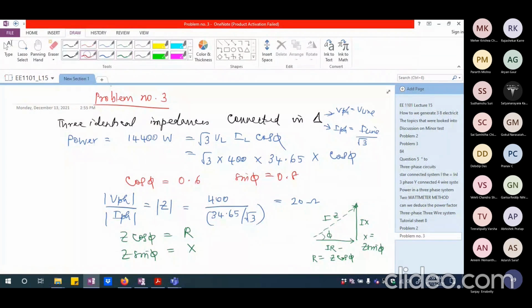So 20 multiplied by 0.6, which is 12 ohm. And this is 20 multiplied by 0.8, which is 16 ohms. Any questions on this? Any questions?